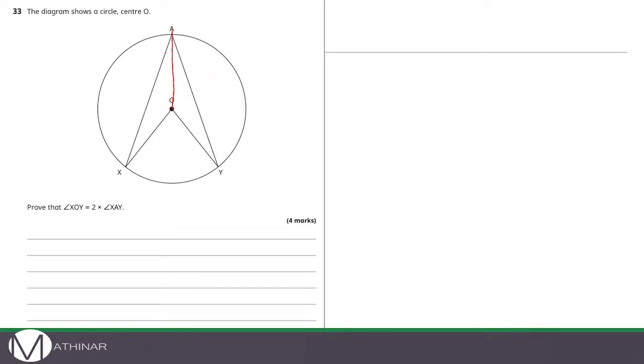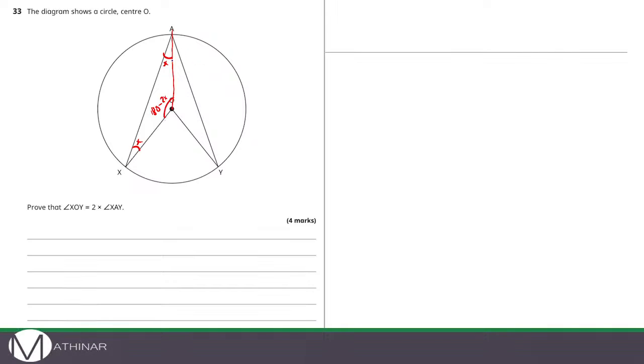So imagine that this side here was X, and then this triangle here, OAX, is an isosceles triangle because that's the radius and that's the radius. So these two lengths are the same, which means that these two angles are the same. So if that's X and that's X, then this missing angle is 180 minus 2x.